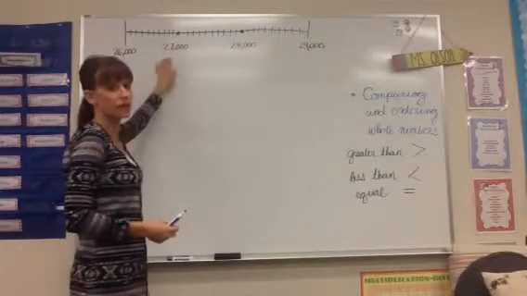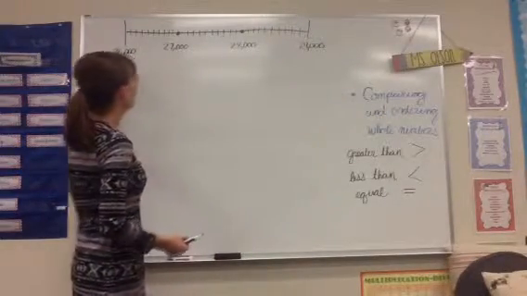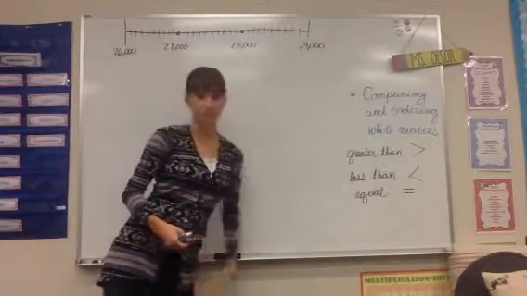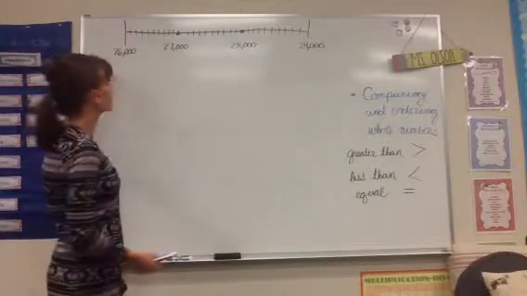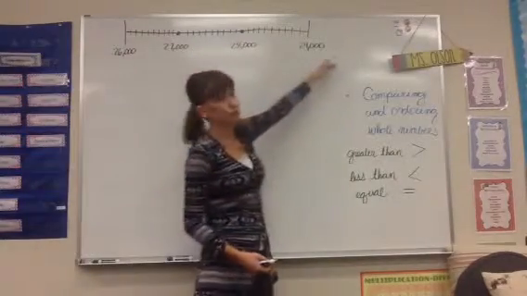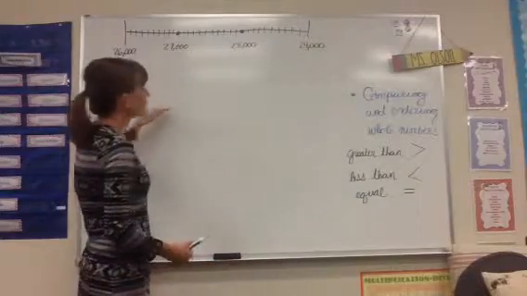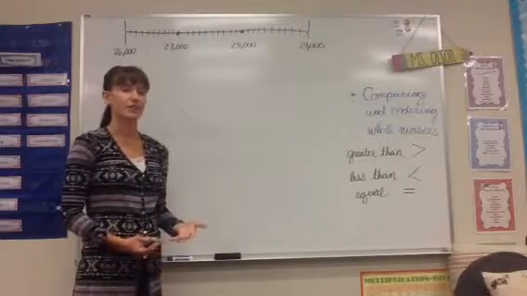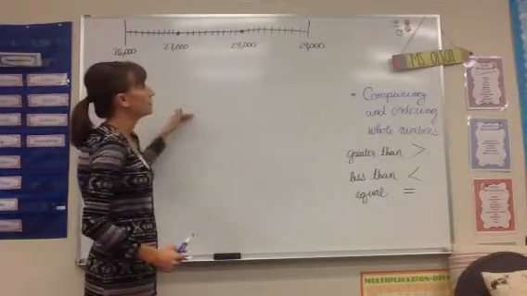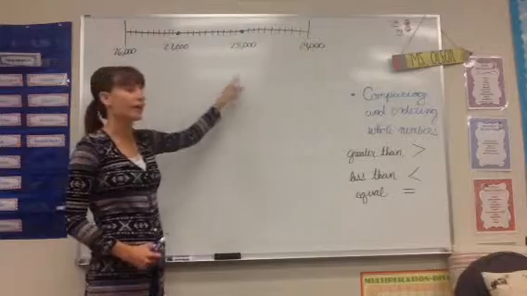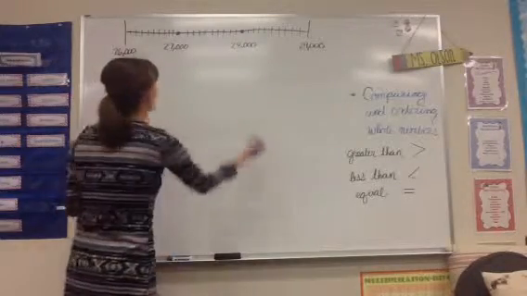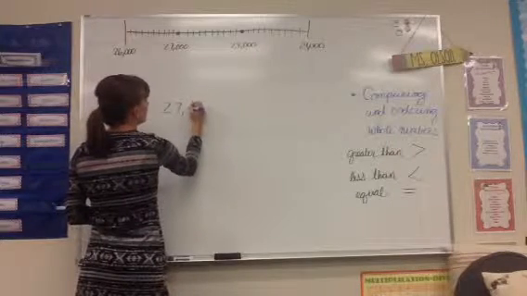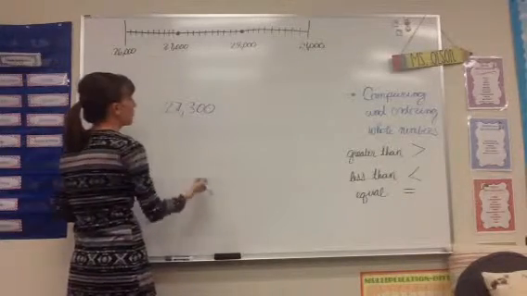Let's talk about our number line up here. We have 26,000, 27,000, 28,000, 29,000. Obviously, number line starts with the lesser number and moves up to the greater number. So if I give you a set of numbers and ask you to place it on the number line, I need to know that you can do that. So I will give you a set, and then I'm going to show you how to find the right place on the number line. Let's do 27,300.